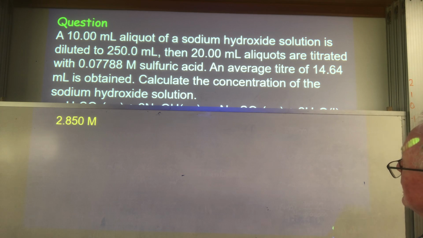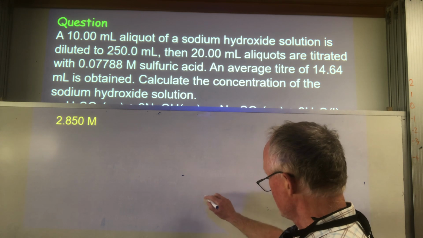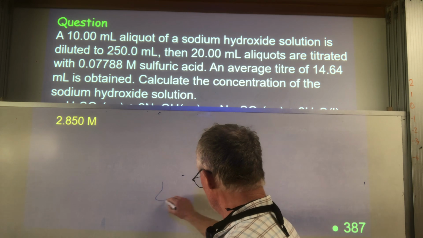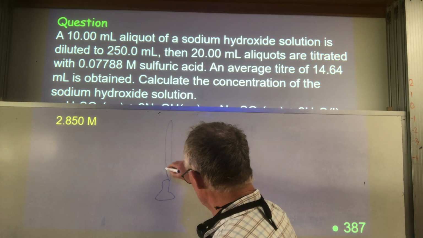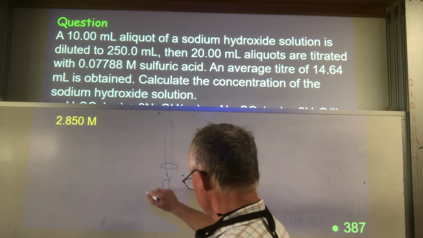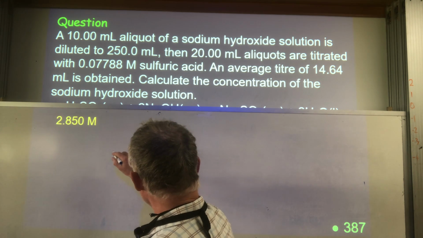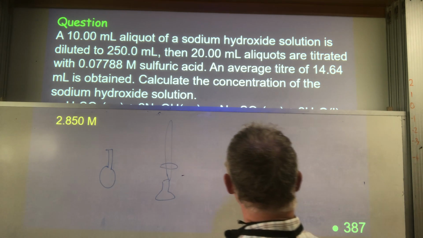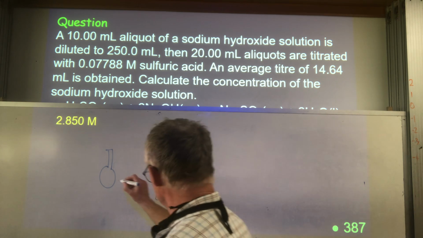So what have we got? A 10 ml aliquot of sodium hydroxide is diluted to 250 mils, and then 20 ml aliquots are titrated. So that means we've got the sodium hydroxide on the conical flask side of it. This is how quick and simple my diagrams are. So we did a dilution of our sodium hydroxide, so that's our volumetric flask. What's the size of our volumetric flask? 250 mils.